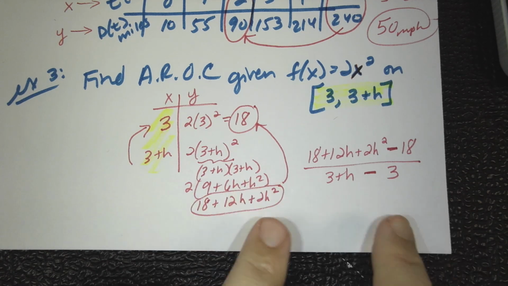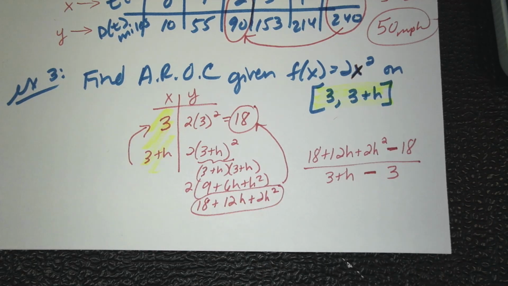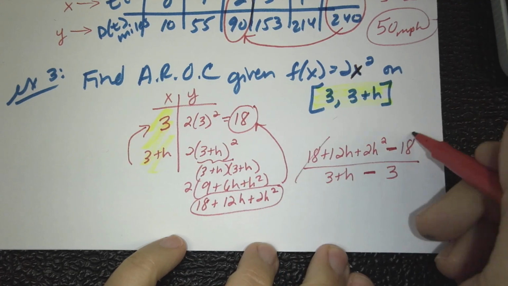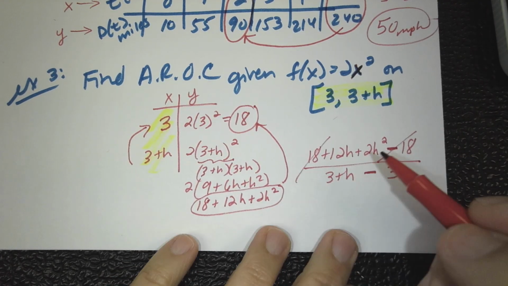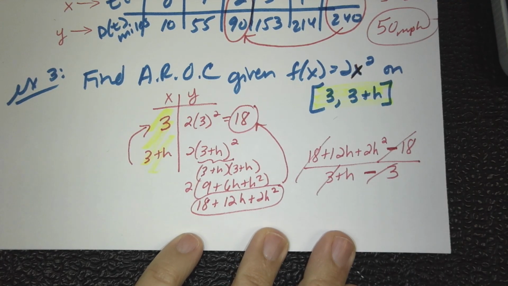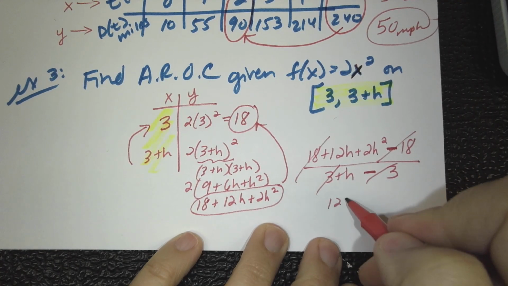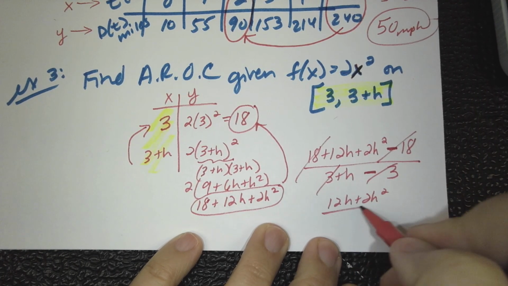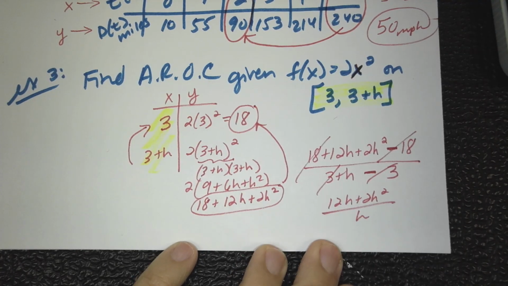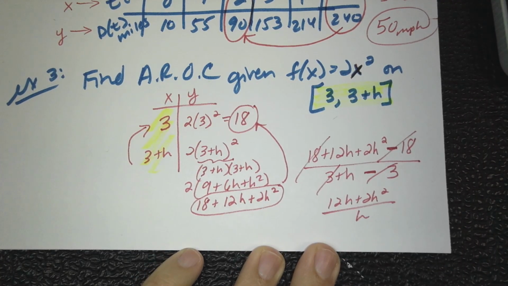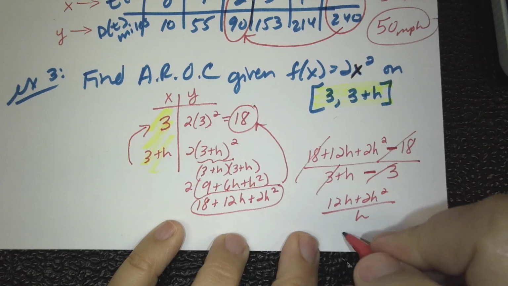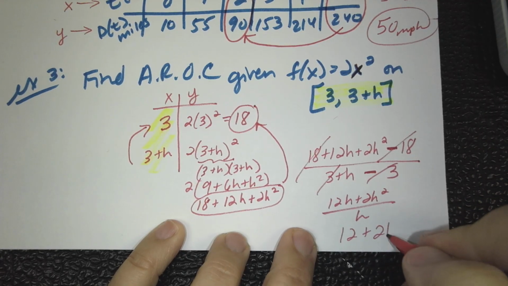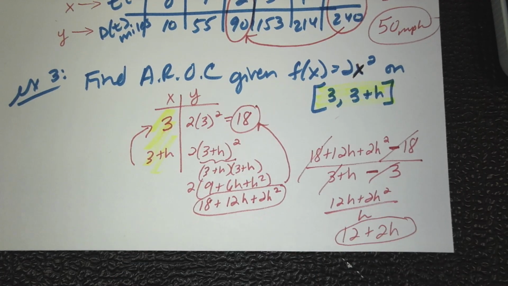Do you have something that looks like that? Can I clean that up? What can go away on the top? Couldn't 18 and a minus 18 go away? Couldn't a 3 and a minus 3 on the bottom go away? All right, so now I have 12h plus 2h squared over h. Well, if they all have h's, couldn't I reduce? What does it reduce to? 12 plus 2h, my friends, that is the slope.